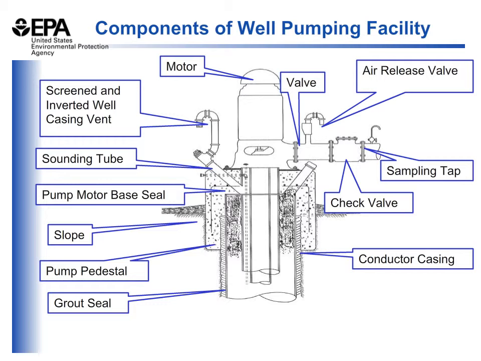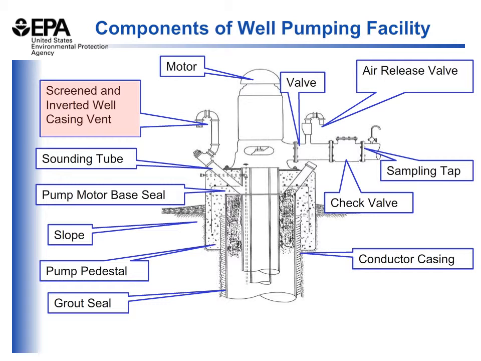You can see the screened and inverted well casing vent. This is similar to the well casing vent we showed on the last slide. That vent needs to be there to equalize air pressure in the well. That vent needs to be screened so nothing can get into the well through the vent itself. You want to avoid the potential for insects or small animals to climb up into that pipe and fall down into the well. And the vent itself needs to be above the ground surface, at least 12 inches above the floor or the grade of the well, such that no water that may be spilled or run across the ground surface near the well can enter the casing directly.